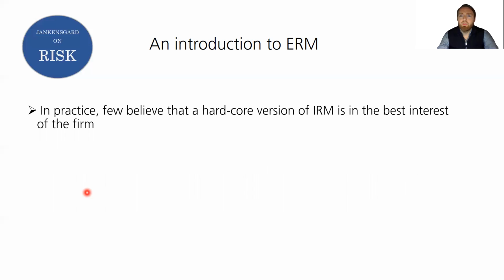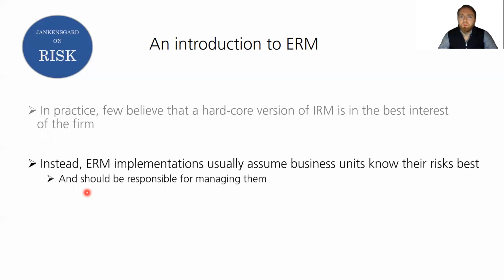That's not really what we're talking about here. Few would believe that this is what we should do. Instead, the general assumption here is that business units do know best because they are closer to the action, right? And they understand the value chain of that part of the business, and therefore it makes sense to have them manage the risks that arise from those activities as well.